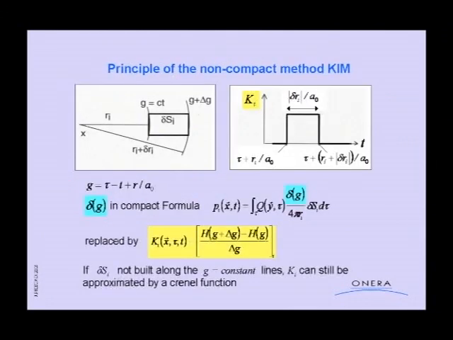Just a principle of the method, a very basic principle. Let us consider a control surface element, which I've called delta SI. And this is the observer X, the distance R between the surface and the observer. Let us call G the difference between the emission time tau and the reception time T at X, plus the distance divided by the speed of sound.